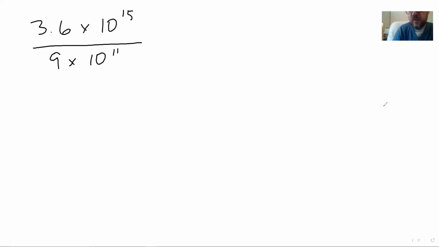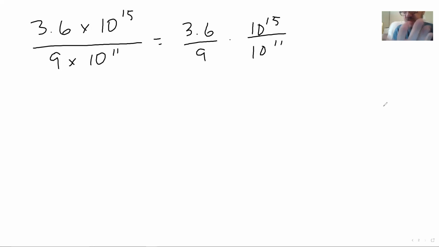Right? If I were to write this all out, it would be a giant mess because I'd have, what, 26 zeros. I don't want to deal with that. Luckily, we don't have to. So all I'm going to do is this. I'm going to write this as 3.6 over 9 times 10 to the 15th over 10 to the 11th. And we're just going to use rules of exponents to cancel things. 10 to the 15th and 10 to the 11th, well, we have 15 tens in the top, 11 tens in the bottom, and 11 of them are going to cancel, leaving us 4 tens in the top. 10 to the 4th, and then over 1.